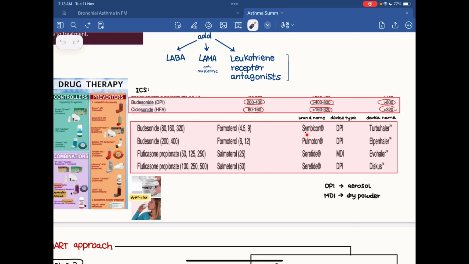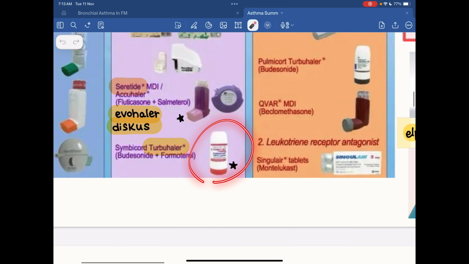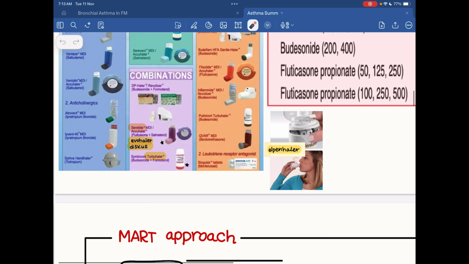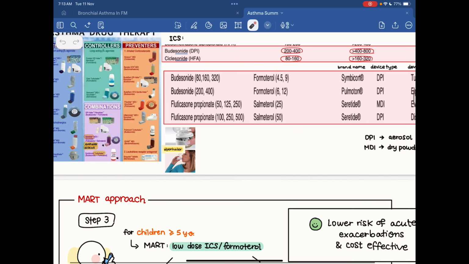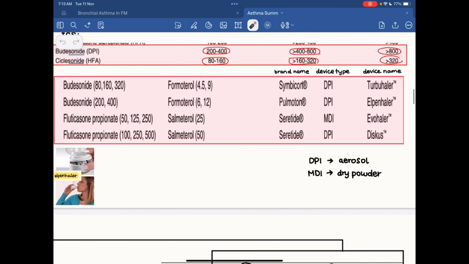The brand name is Symbicort. The device type is an aerosol, and the device name is a turbuhaler. So the turbuhaler, here it is. It's very nice. Also, we can have budesonide formoterol but at a higher dose. The brand is Pulmoton. It's also aerosol. It's called an Alpenhaler.